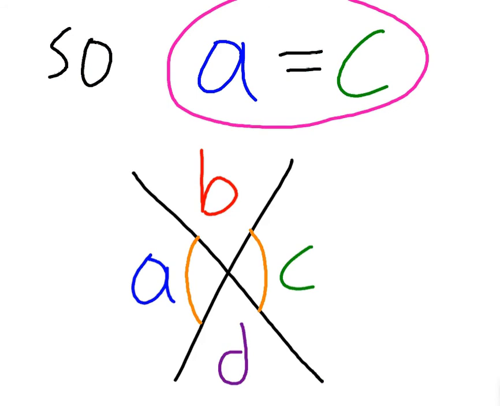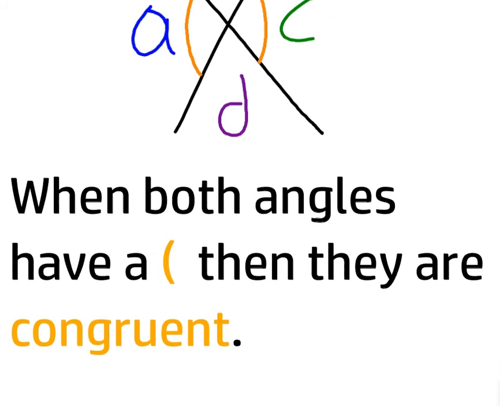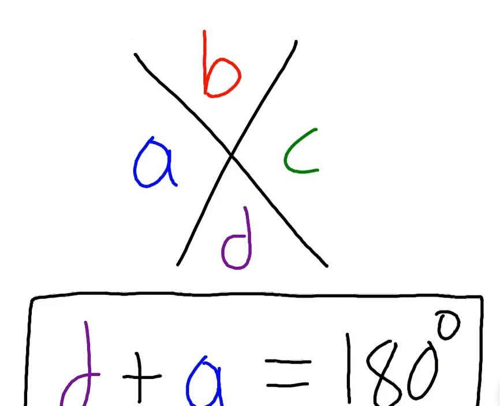So on your diagram, just make these two little orange marks or arcs. And make sure you write this word down, and I'll give you a second to copy it down. But basically, when we talk about angles being equal to each other, we usually use the word congruent, and we use that little arc. Okay? And that just means that they're equal to each other.